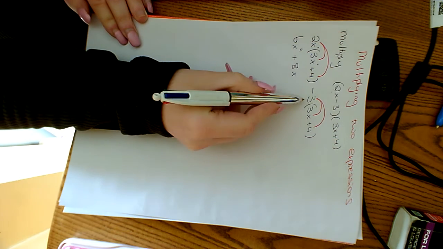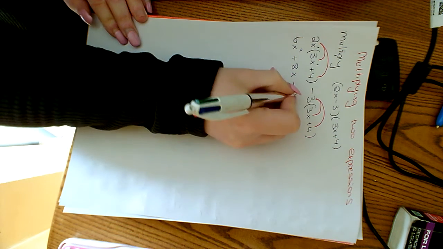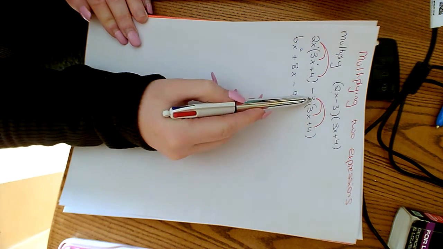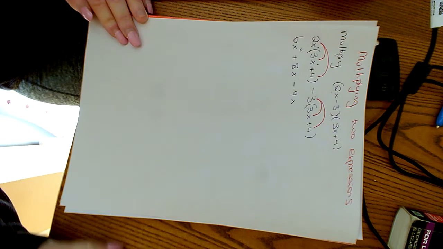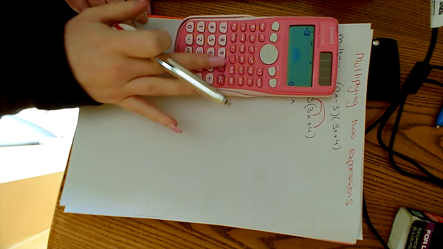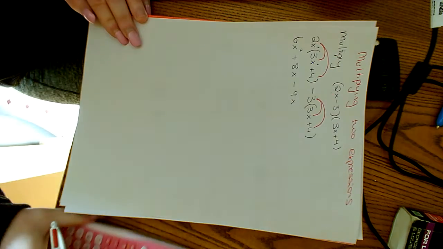Right, then I come on here. It's number by number, so minus 9x. Then I do minus 3 times plus 4. I might need to put this into my calculator to watch my signs. So minus 3 multiplied by 4 gives me minus 12.